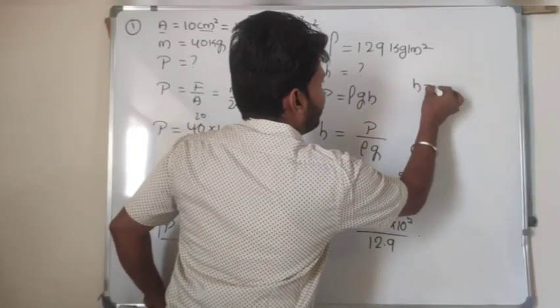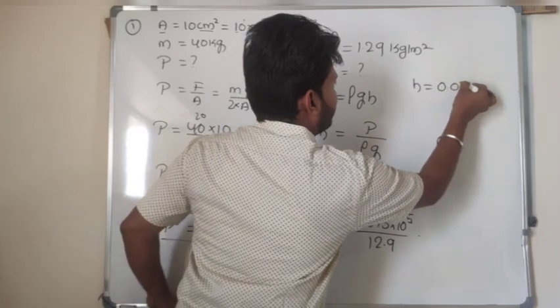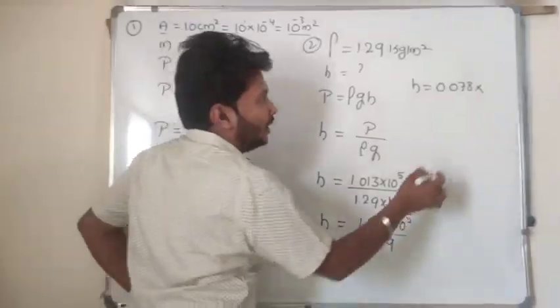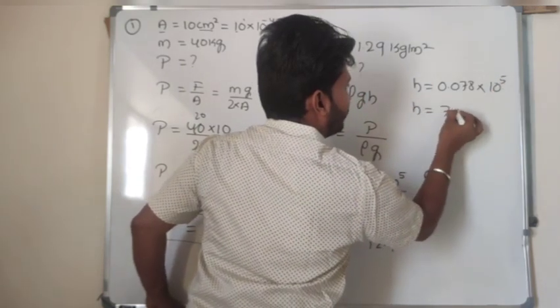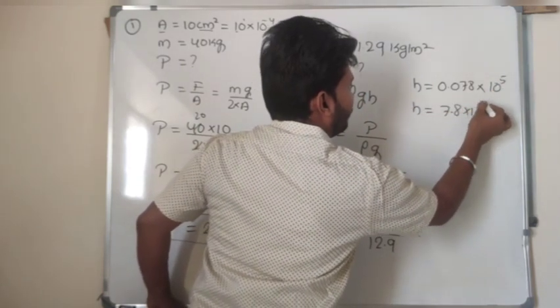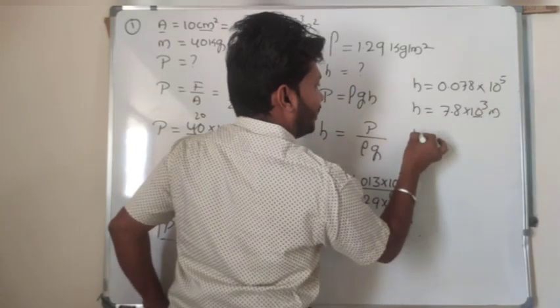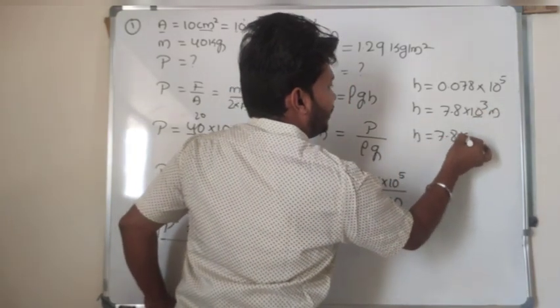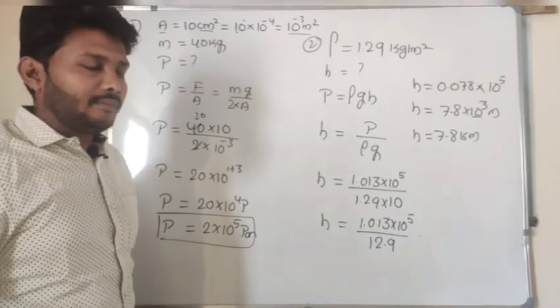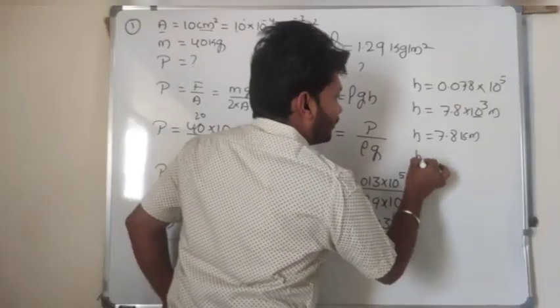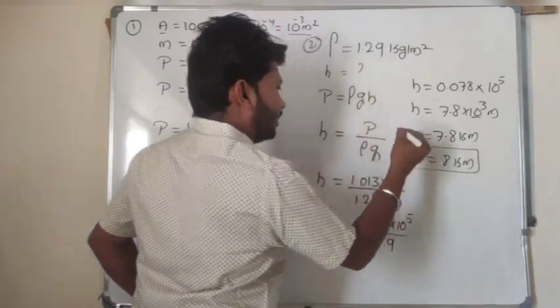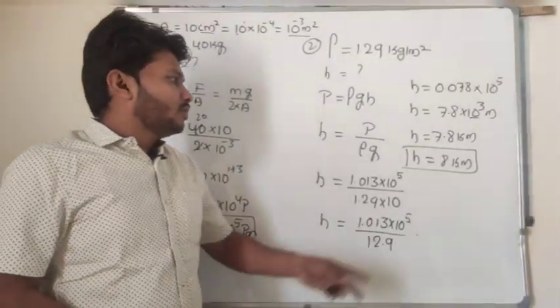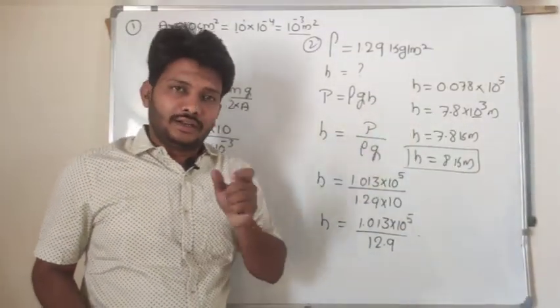After making simplification you may get 0.078 into 10 to the power of 5. So h is equal to 7.8 into 10 to the power of 3 meter, right? Or 7.8 kilometer I shall find out, which is nearly equal to 8 kilometer. Up to what height is the atmosphere present? Atmosphere is present up to a height of 8 kilometer.